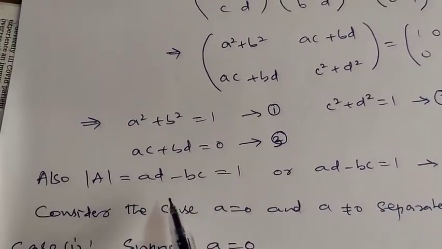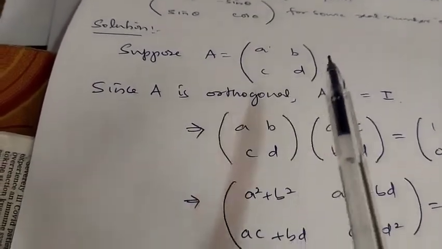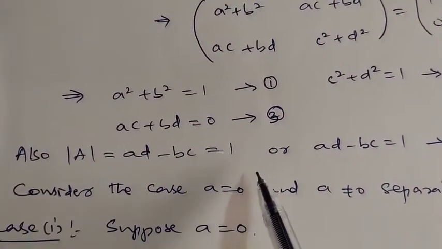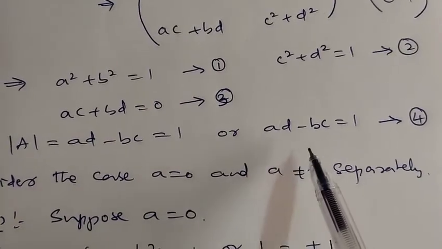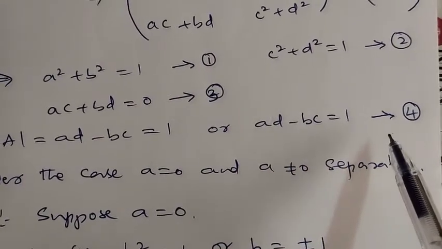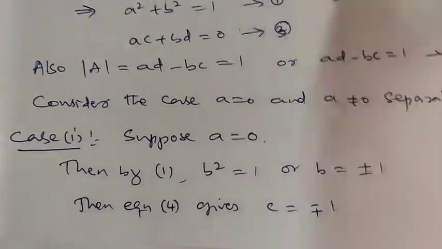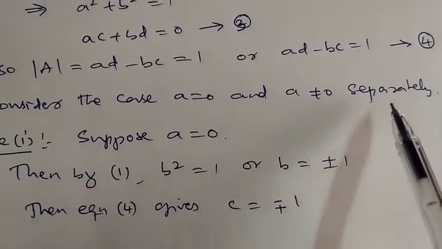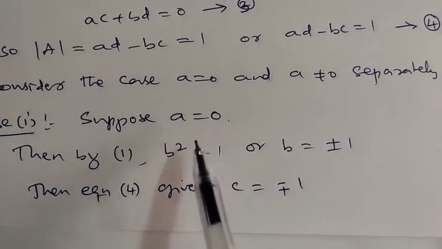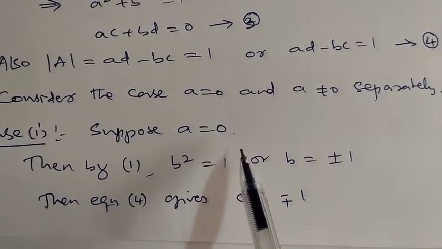Now also, the determinant of A is ad minus bc, that is equal to 1, or ad minus bc is equal to 1. You call this equation number 4. Now you consider the cases where a is equal to 0 and a is non-zero separately. Suppose a is 0. If a is 0, what will happen?